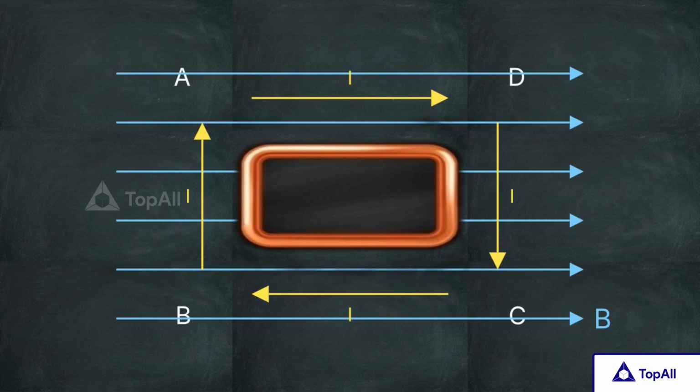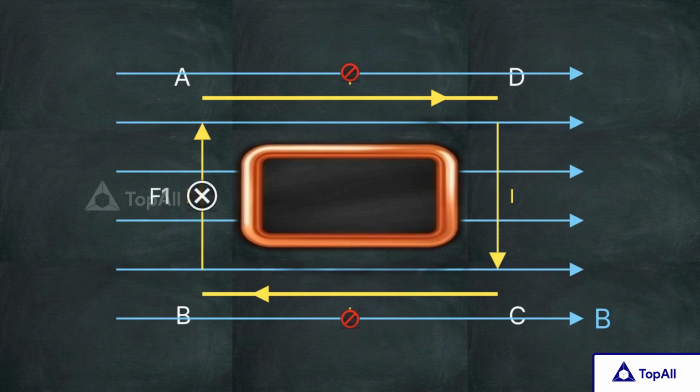Top arm AD and bottom arm BC are sitting parallel and anti-parallel to the magnetic field lines. Because they perfectly align with the flow of the field, the magnetic force exerted on these specific sections is exactly zero. Arm AB cuts completely perpendicular to the field. This generates a force on the wire, which we will call F1. Based on the rules of electromagnetism, F1 points straight down, pushing that side of the loop directly into the screen.